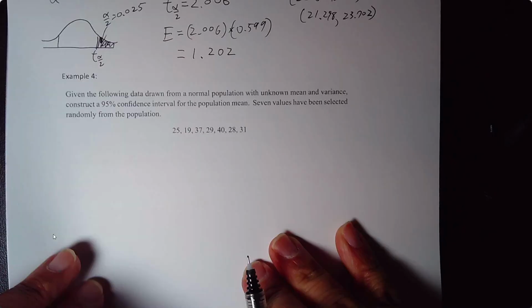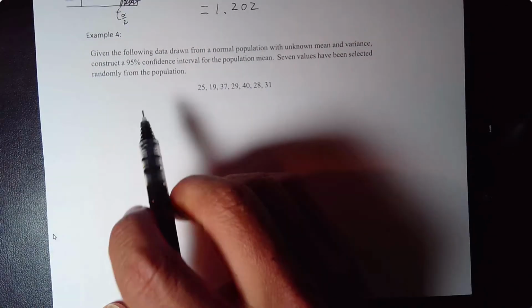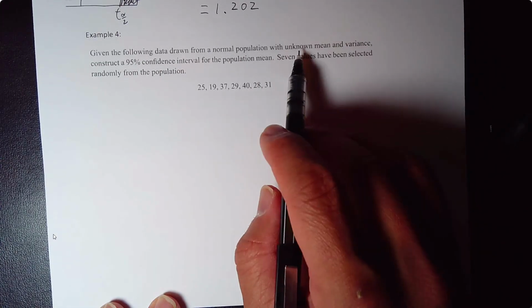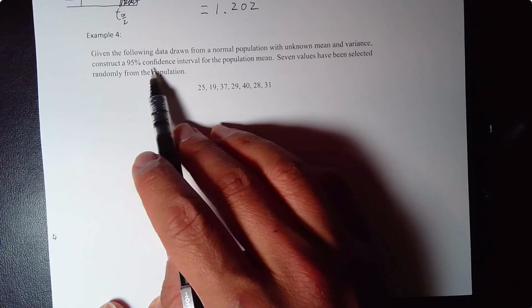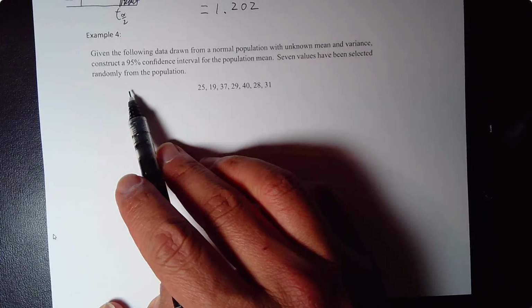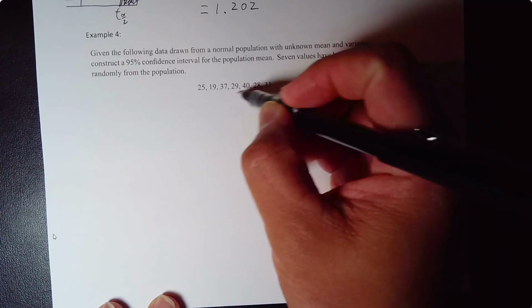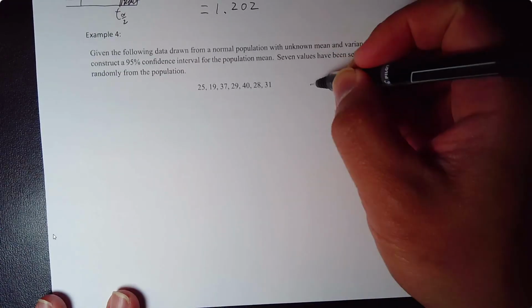All right. Let's do one more example. Given the following data drawn from a normal population with unknown mean and variance, find a 95% confidence interval for the population mean. 7 values have been selected randomly from the population. So I have 7 values here, and my n equals 7.